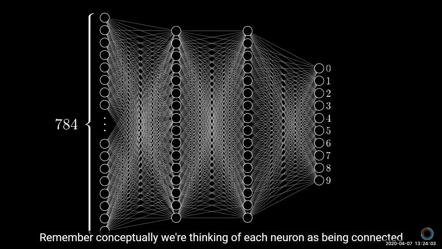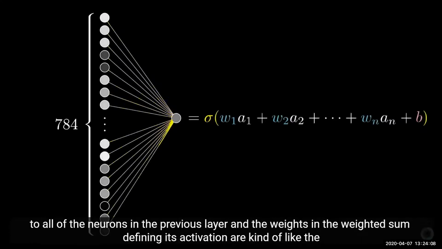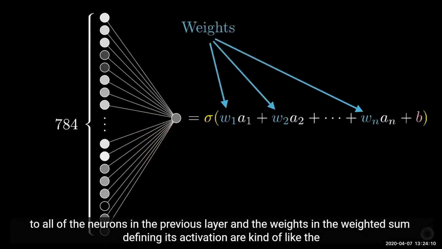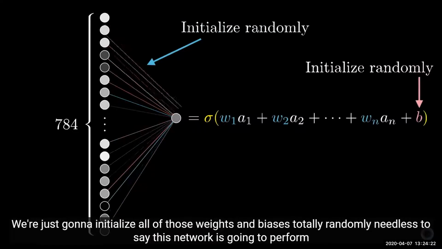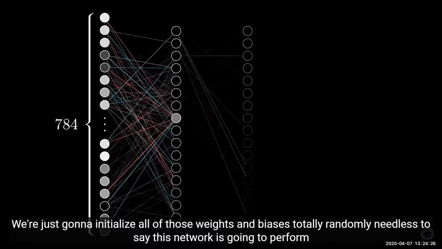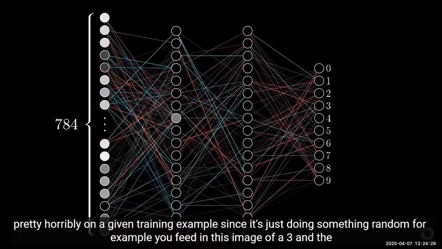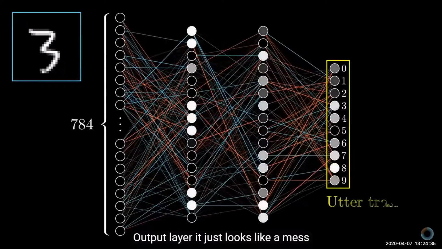Remember, conceptually, we're thinking of each neuron as being connected to all of the neurons in the previous layer. And the weights in the weighted sum defining its activation are kind of like the strengths of those connections. And the bias is some indication of whether that neuron tends to be active or inactive. And to start things off, we're just going to initialize all of those weights and biases totally randomly. Needless to say, this network is going to perform pretty horribly on a given training example, since it's just doing something random. For example, you feed in this image of a 3, and the output layer just looks like a mess.